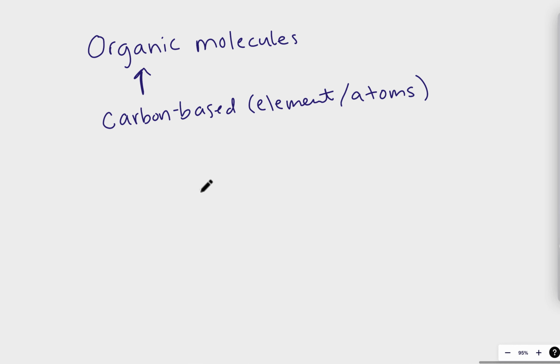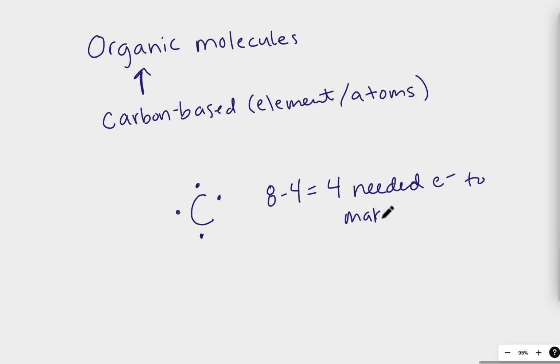I'm not going to go into detail about this, but it's important for you to know about carbon that it has 4 electrons in its outer shell. And we want 8 electrons total. So we want 8, it has 4. So it has 4 needed electrons to make it stable. And it's only going to exist in the world if it's stable.